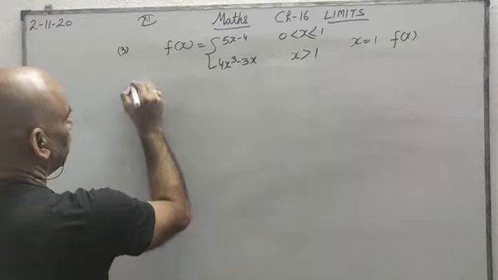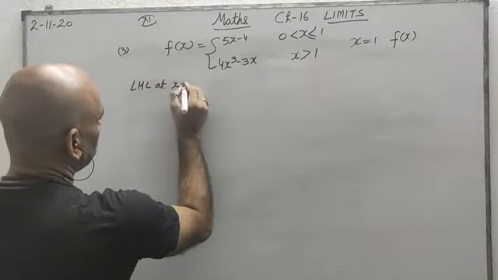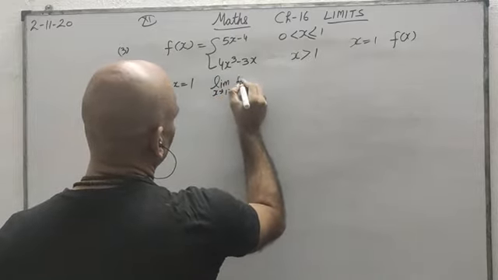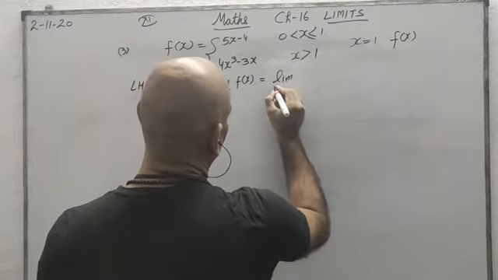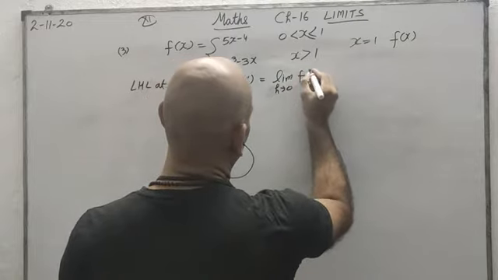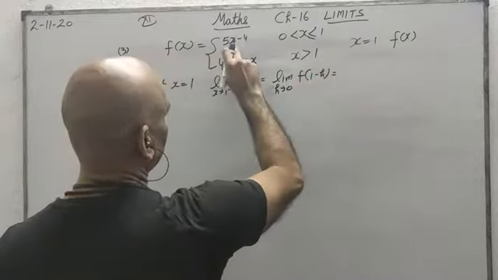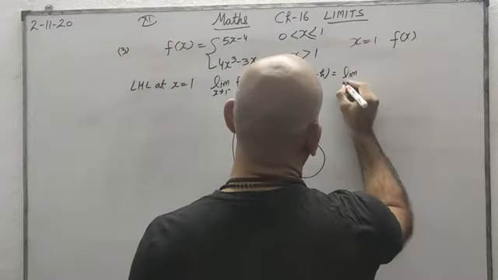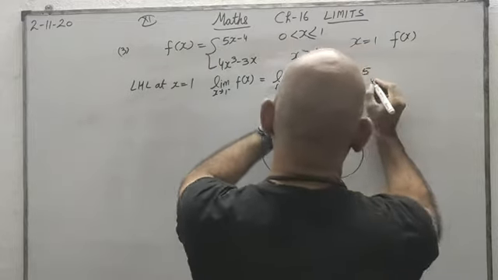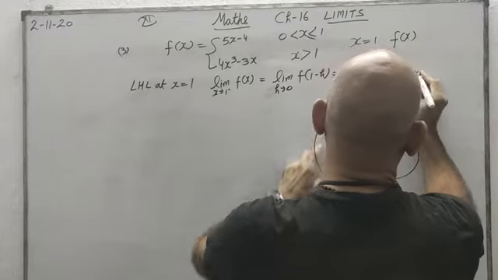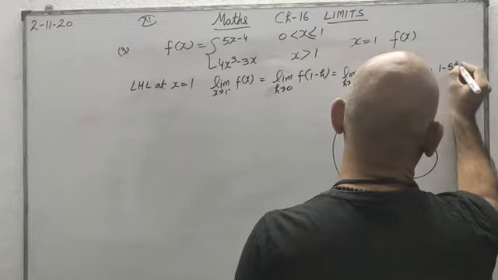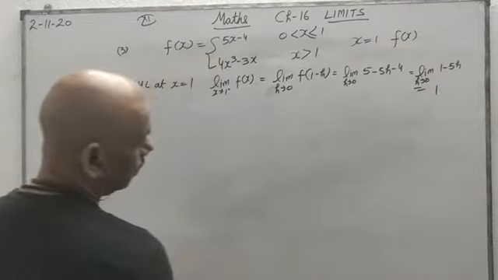This is what we have to show. So we will have to calculate LHL at x is equal to 1. What I will get? Limit x tends to 1 minus f(x), that is limit h tends to 0, f(1 minus h). At 1 minus h the function will be this. So limit h tends to 0, 5, in place of x I am putting 5 minus 5h minus 4. I got limit h tends to 0, 1 minus 5h, that is 1. So this is the value of our LHL.